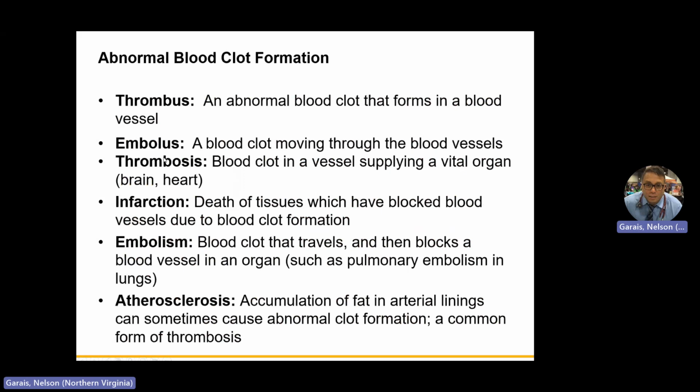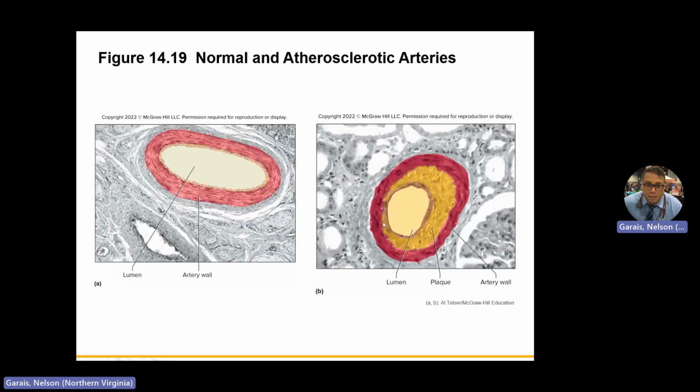Know these terms as well. This is slide 36, thrombus versus embolus: which one moves, which doesn't. Of course, the embolism is much more dangerous because it moves around. And atherosclerosis is the cumulative fat in your arterial lining. Here's an example, because that artery could get hardened, and then we'll have a hard time dealing with the blood pressure or the increasing blood pressure that ensues.